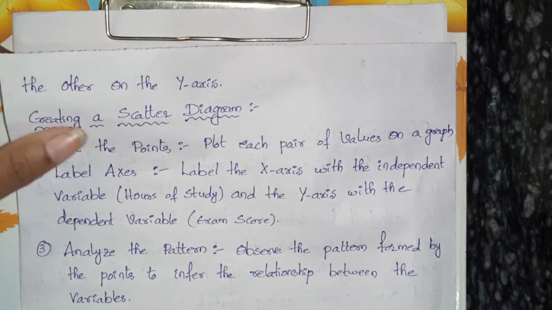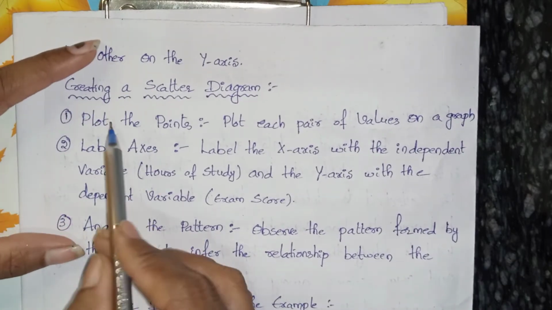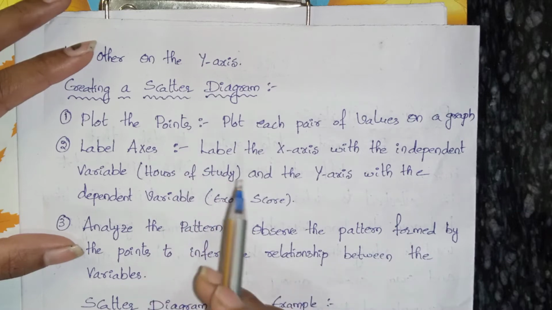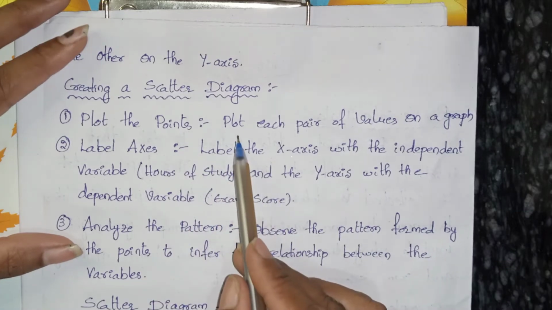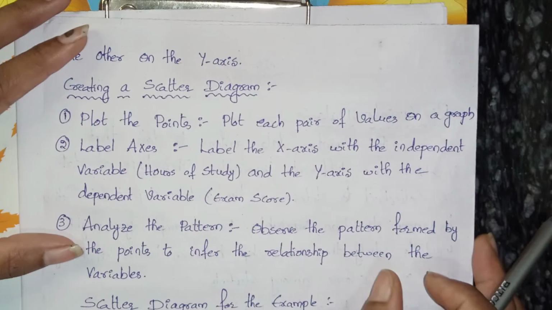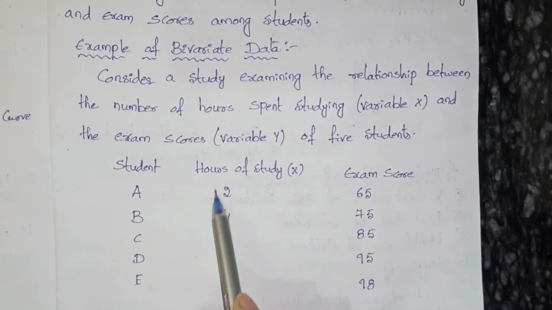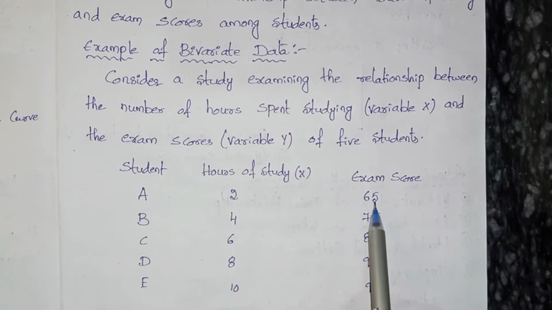That means how to draw a scatter diagram. So first, plot the points. What we have to do is plot each pair of values on a graph. Each pair of values, in the sense what? For example, 2 and 16 is called a pair here. 2 and 65 is a pair.